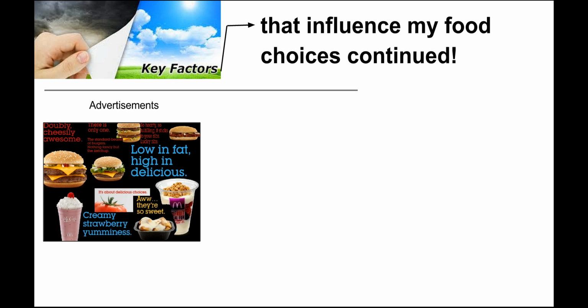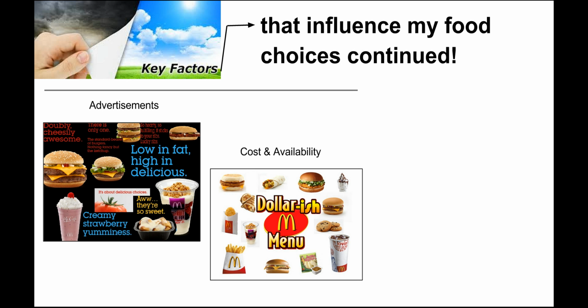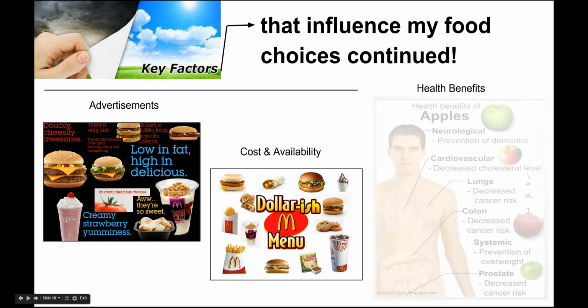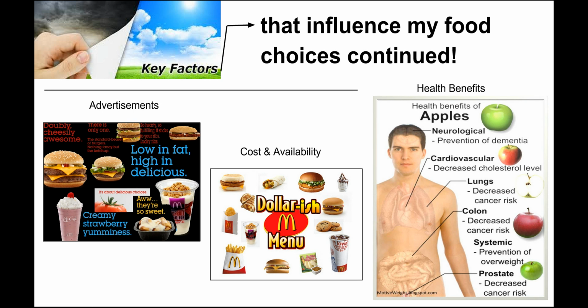Still, Americans will choose foods based on advertisements, such as the picture shown on McDonald's, cost and availability, like the dollar menu in McDonald's, and health benefits, such as the picture shown below. In summary, it is important for you to know that these key factors often play a huge role in people's food choices, regardless of their knowledge and understanding of nutrition and physical activity. Hence, the obesity epidemic facing our nation today.